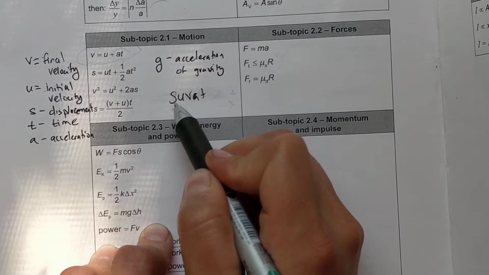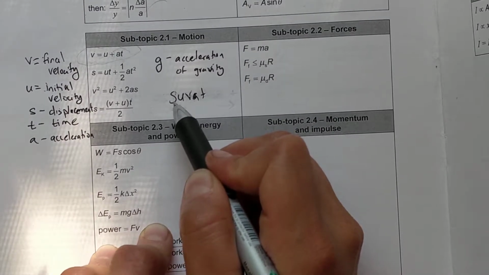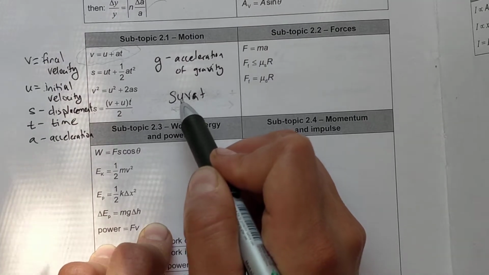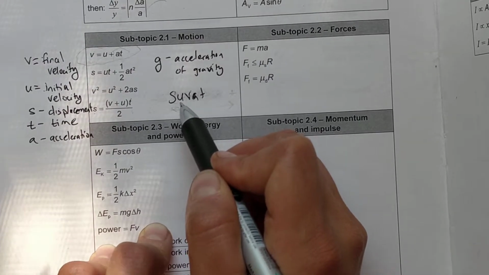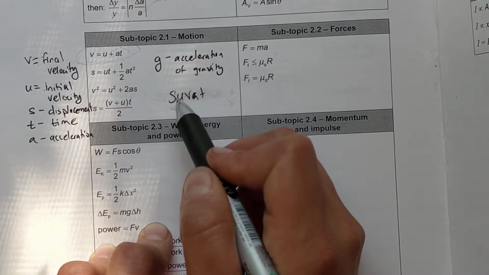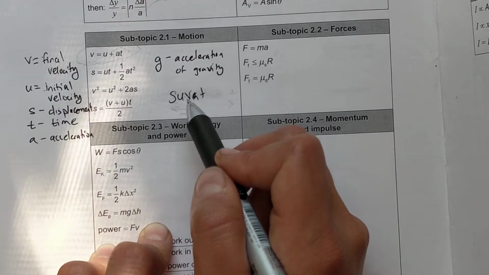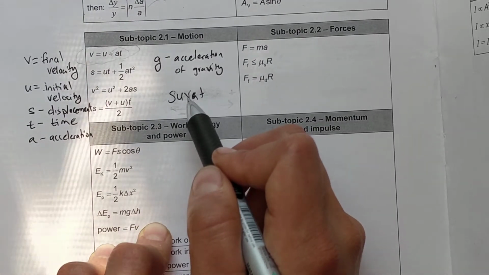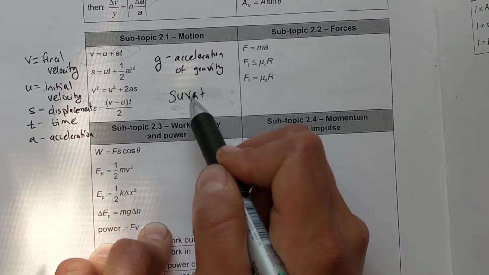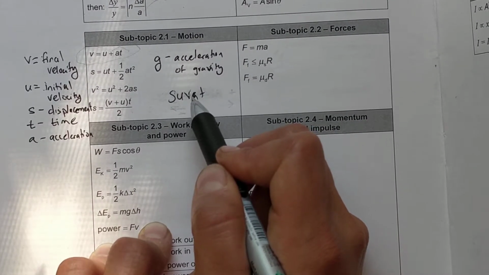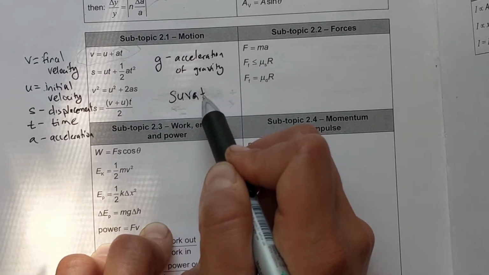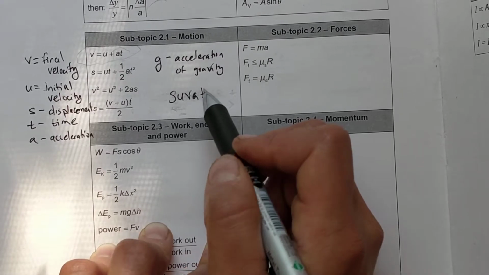S stands for displacement, units of meters. Displacement is a vector. The scalar quantity is distance. U is initial velocity, measured in meters per second. For the SI, the scalar counterpart is speed. V, final velocity, SI unit, meters per second. The scalar value is speed as well. Acceleration is a vector, meters per second squared are the units. T, time value, that's a scalar, units of seconds.